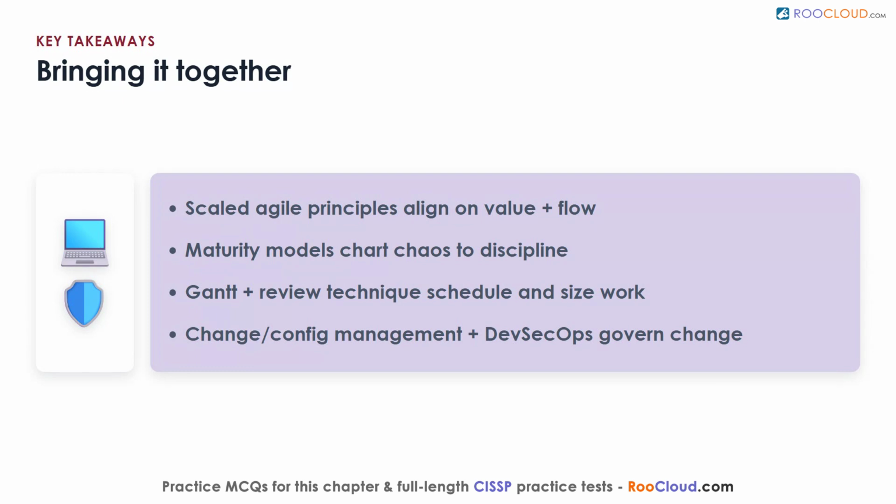Maturity models chart the climb from chaos to discipline, with the capability maturity model measuring process, the assurance model folding in security, and the ideal model guiding improvement. Gantt charts and the review technique schedule and size the work. Change and configuration management keep production trustworthy, and DevOps with DevSecOps merges development, security, and operations into one fast, automated pipeline. Master these, and you can measure and govern software work with confidence.